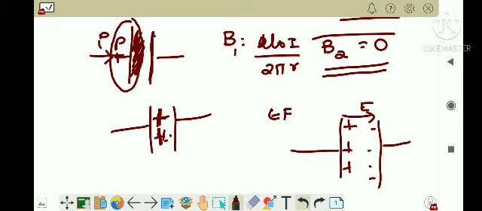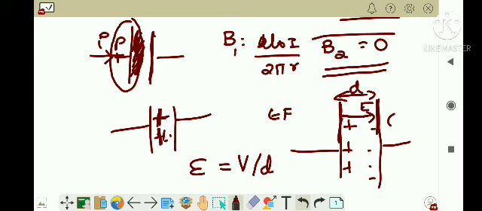And what is the direction? We know it is from positive to negative, and this electric field is perpendicular to the plates. But what is the magnitude of the electric field? I will write E. Electric field is V divided by d, the potential difference between the plates divided by the distance between the plates. Let's say the capacitor has capacitance C, and the area of the plates is A.